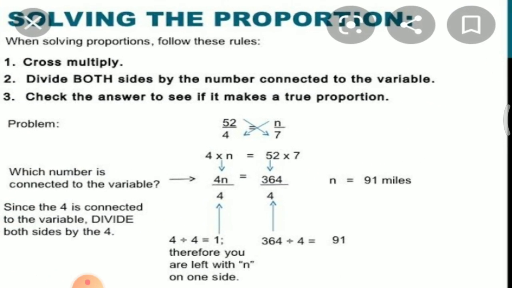Before starting this chapter, I want to tell you how you will solve any question of proportion. For solving proportion, follow these rules. First is cross multiply. Second is divide both sides by the number connected to the variable. And third is to check the answer to see if it makes a true proportion. To start the questions.